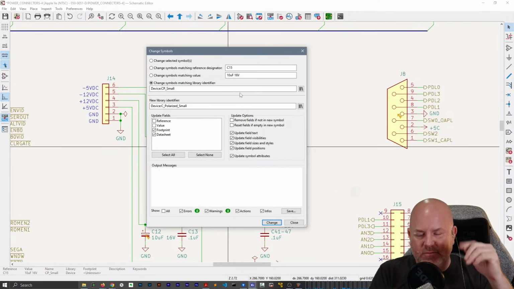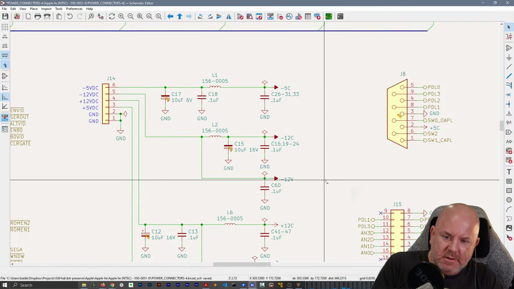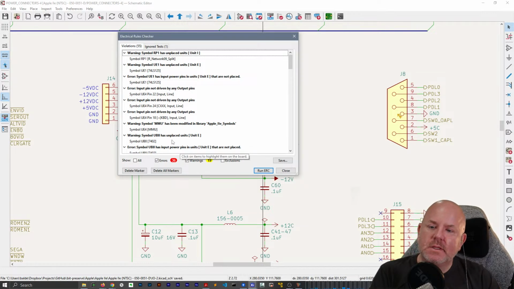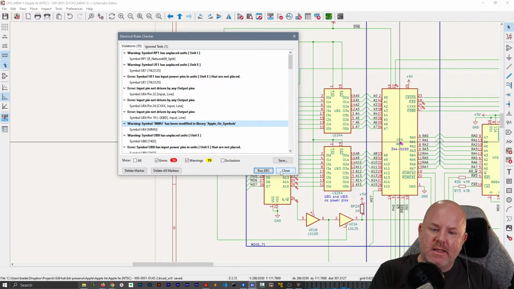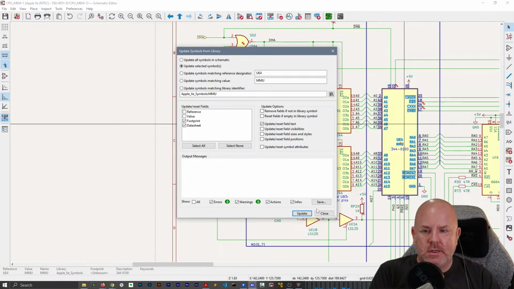So this was a change, I think in version 6, maybe, that they changed, for some reason, the small name. Okay, that's fine. All right, that's a big update. So that should get rid of a bunch of, let's see, 3725. So it got rid of a bunch of warnings. Fine. I was hoping for better than that, but okay. MMU has been modified in the library. Okay. So let's do update symbol. I think I'm just going to do, yeah, we'll just update all.